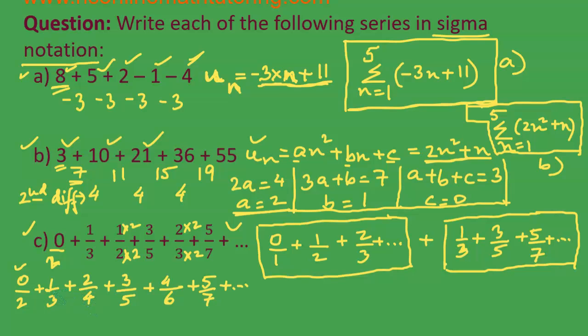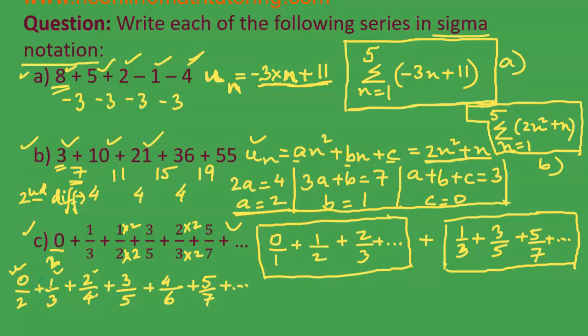So it may be thought of as some number minus 1 gives you the numerator and plus 1 gives you the denominator. And what is that number? For the first term, if I take the number as 1, 1 minus 1 is 0 and 1 plus 1 is 2. For the second term, the term number is 2. So 2 minus 1 is 1 and 2 plus 1 is 3. For the third term, the number is 3. So 3 minus 1 is 2 and 3 plus 1 is 4. Okay.